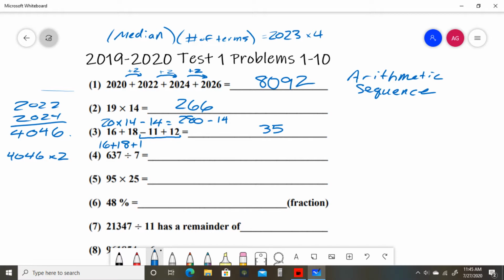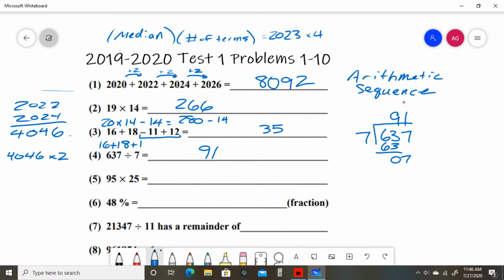All right, for our next question, number 4, we have 637 divided by 7. So we can basically just divide this as normal. I'm going to set up a long division problem so it's easier to visualize. So 7 does not go into 6, but 7 does go into 63, 9 times. With that, we subtract 7 times 9, and that's a remainder of 0. We bring down the 7. 7 goes into 7 one time, so we get 91. 637 divided by 7 gives you 91.